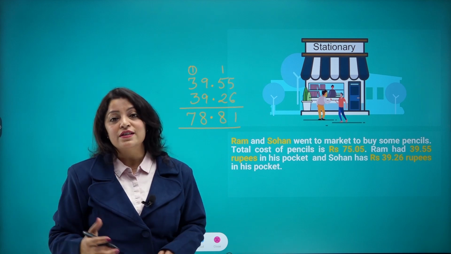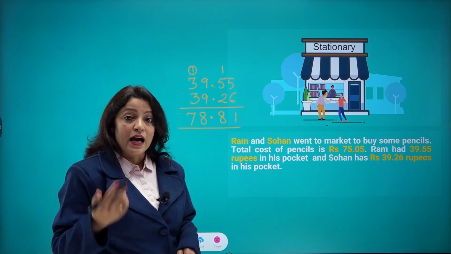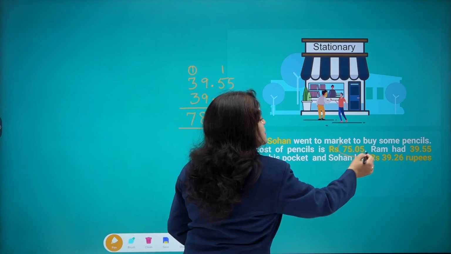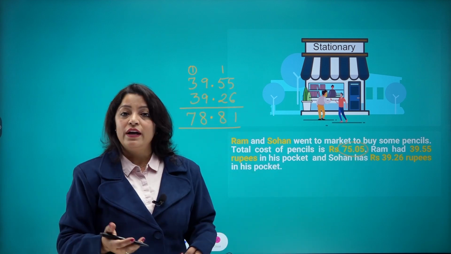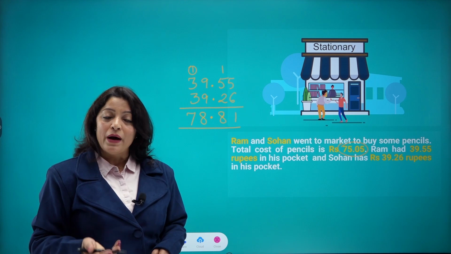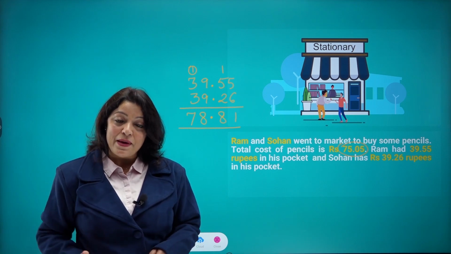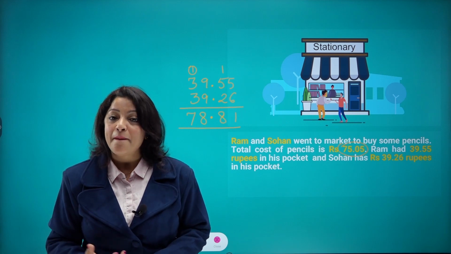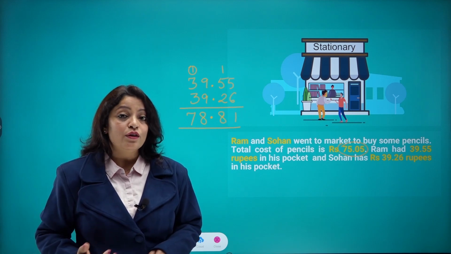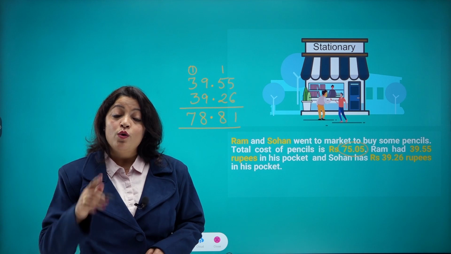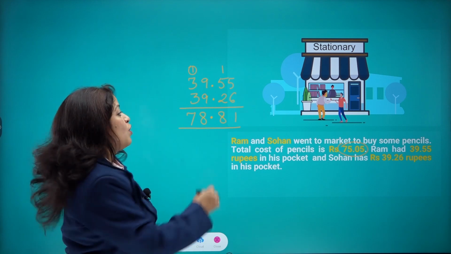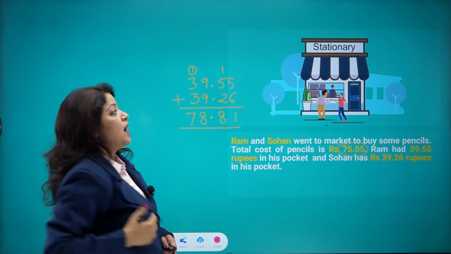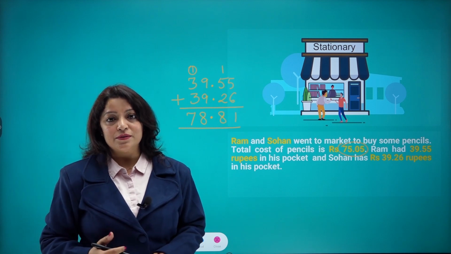Together they have 78.81 rupees and the pencil costs 75.05 rupees. So, will they be able to purchase the pencil? Of course, yes, they can easily purchase the pencil. So, here what have we actually done? We have done an operation of addition among the decimal numbers.